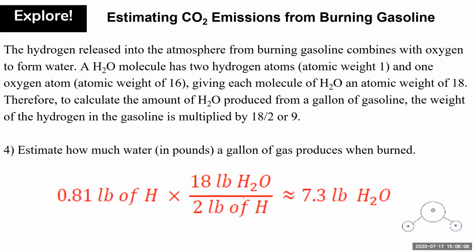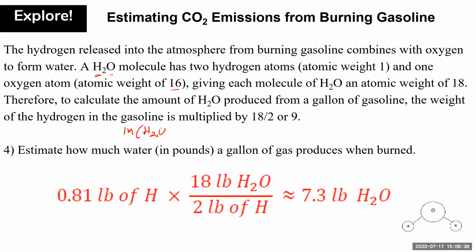Now, the hydrogen released into the atmosphere from burning gasoline combines with oxygen to form water. A water molecule has 2 hydrogen atoms and 1 oxygen atom. The atomic weight of oxygen is 16, and that of hydrogen is 1. And that combines to what? So we find the molecular mass.